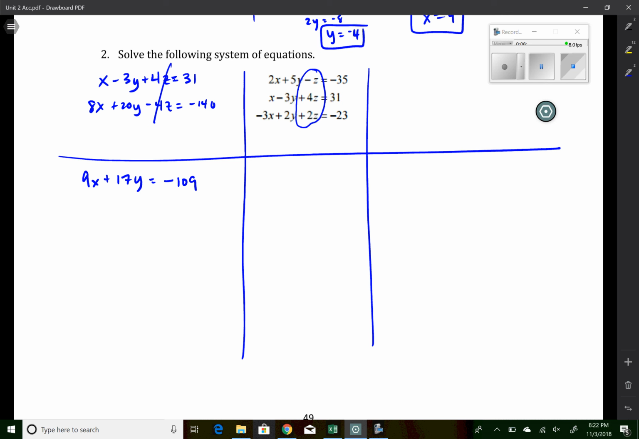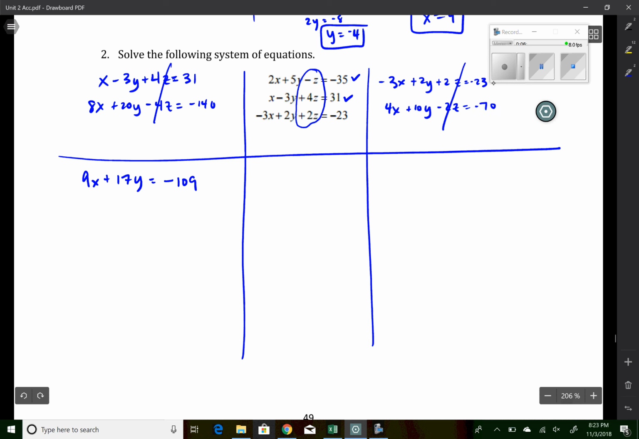So now I've used the second equation and the first equation. The only equation I've yet to use is the last one: negative 3x plus 2y plus 2z equals negative 23. Well, if I want to get the z's to cancel, I again want to use that first equation, but this time I don't want to multiply it by 4, I want to multiply it by 2. So I'm going to make that 4x plus 10y minus 2z equals negative 70.